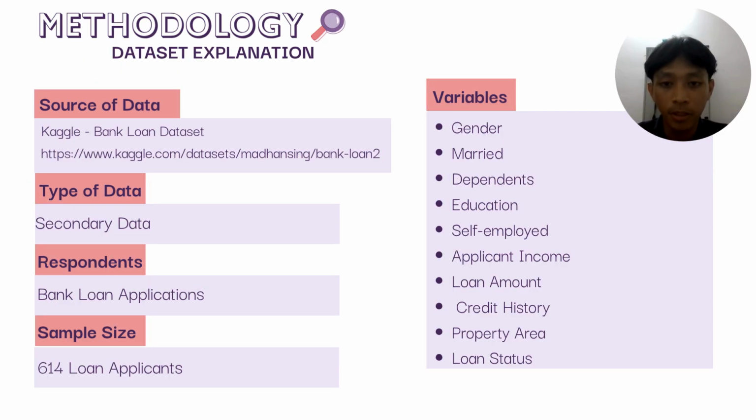Next, for the methodology, this study used secondary data obtained from Kaggle. The dataset contains information from 614 applicants and includes demographic, financial, and loan related variables commonly used by banks during the loan approval process.